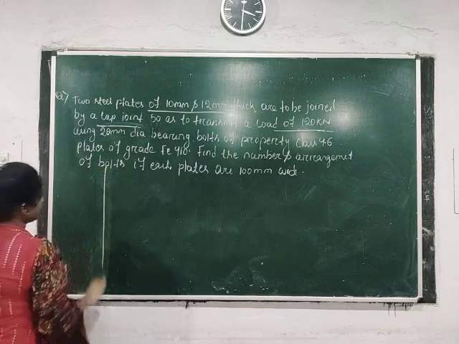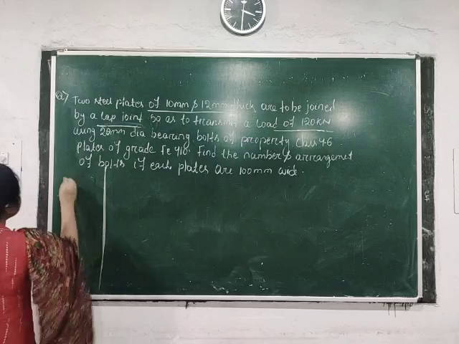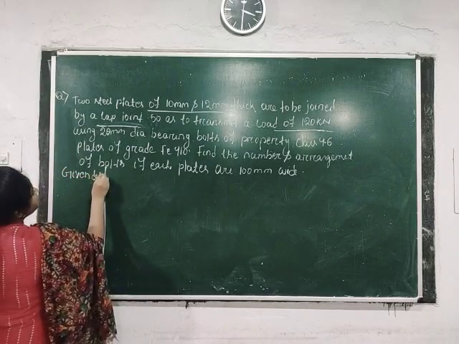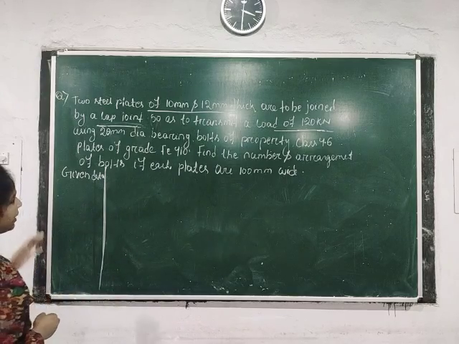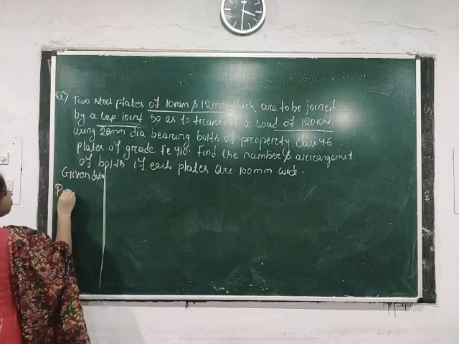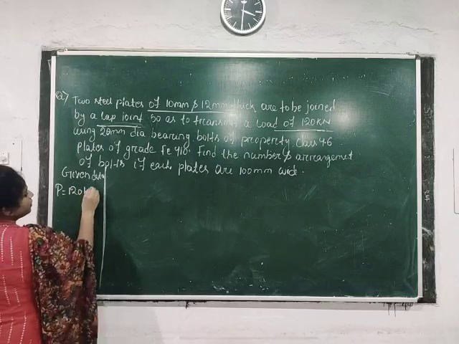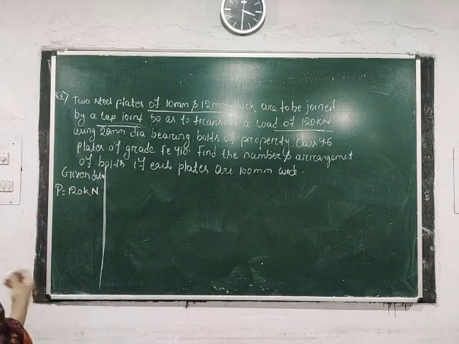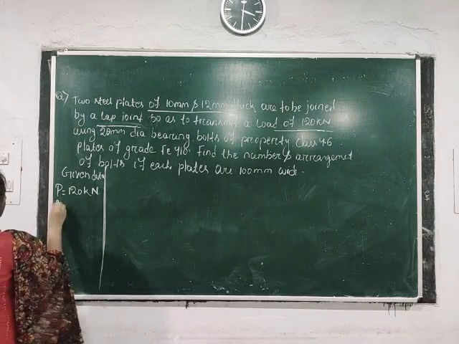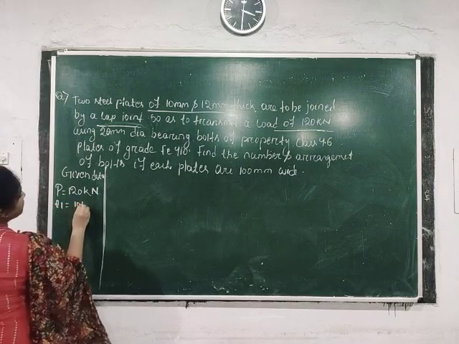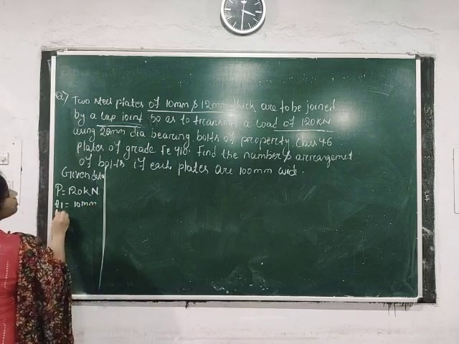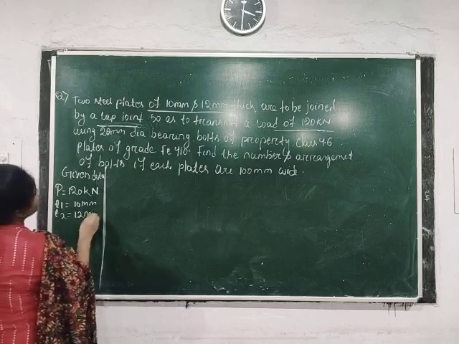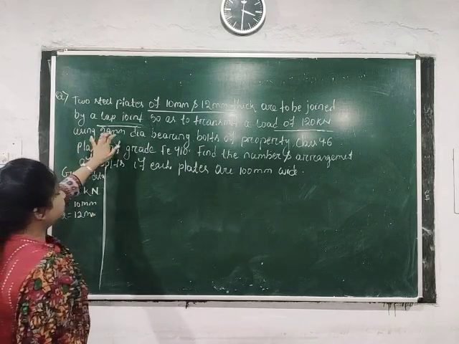So the given data are: the load to be transmitted by the joint is 120 kN, and the thickness of plates are also given. One thickness is 10 mm and another thickness is 12 mm. Then the bolt diameter is given.